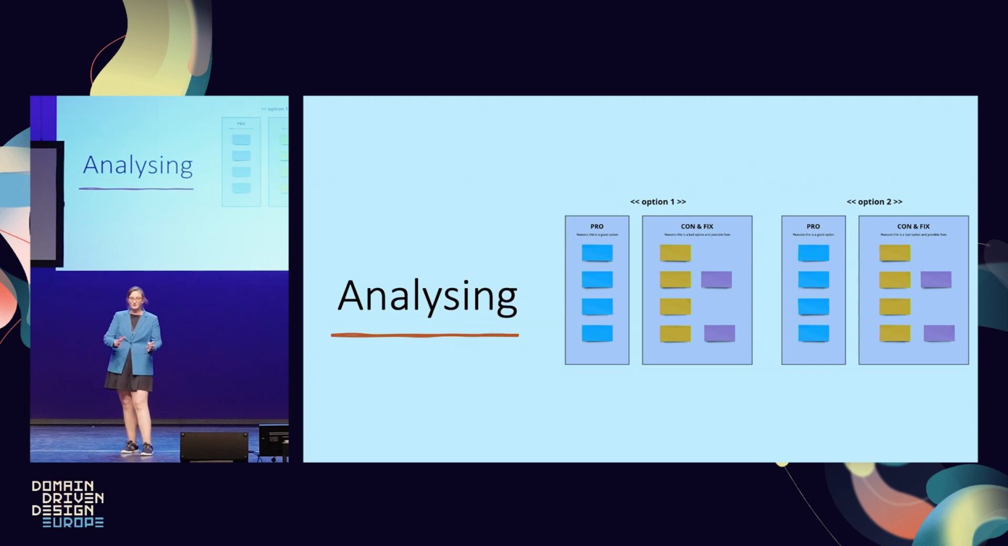So we have all the positive things that we will get from an option. We have all the negative things that we will get from an option. And then I go one step further, and I look at fixes. And they're the purple ones next to the cons.